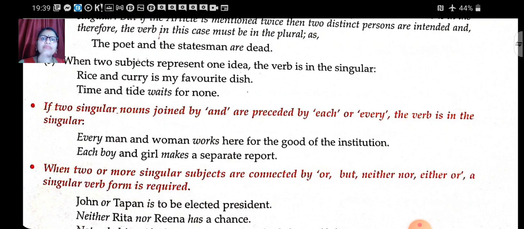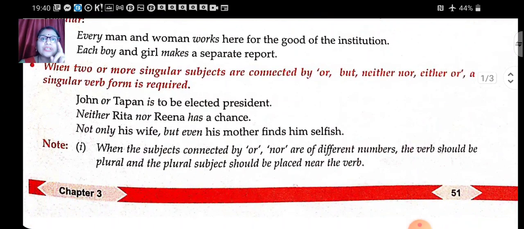So when it is John or Tapan, it means they are talking about a single person. Then they have used "is" to be elected president. Neither Rita nor Reena. They are talking about one person only. Either it can be Rita or it can be Reena. So "has", they have not used "have", because it's not plural here, it's singular. Either they are talking about Rita or they are talking about Reena.